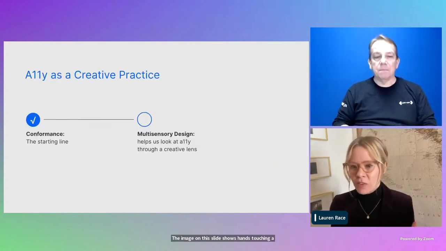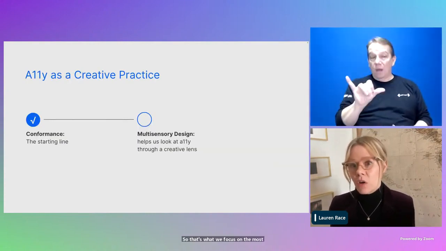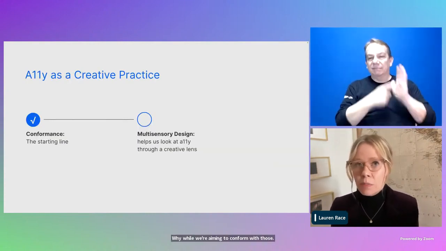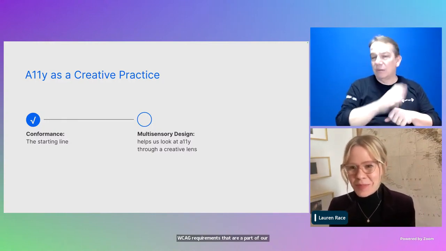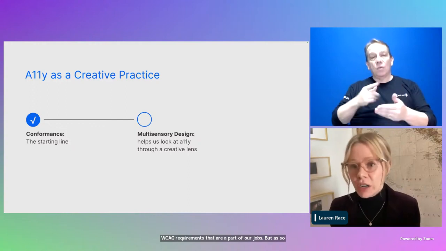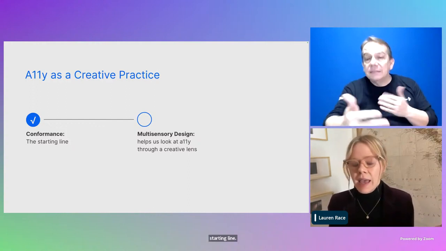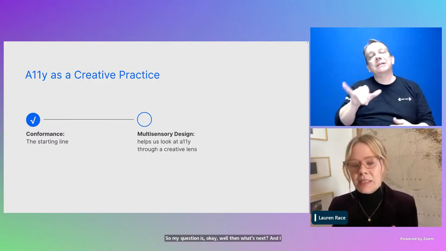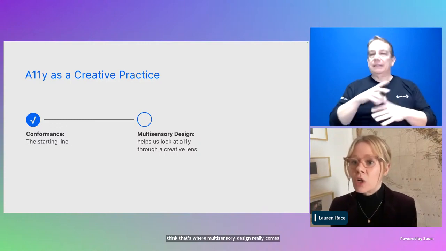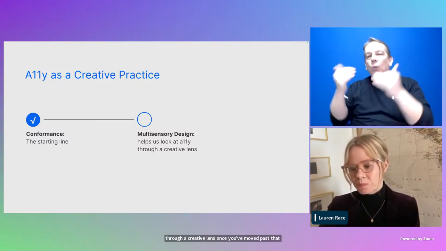So that's what we focus on the most for digital A11Y while we're aiming to conform with those WCAG requirements that are a part of our jobs. But as so many folks have said before me, WCAG is just the starting line. So my question is, okay, well then what's next? And I think that's where multisensory design really comes into play because it can help us look at accessibility through a creative lens once you've moved past that starting line.